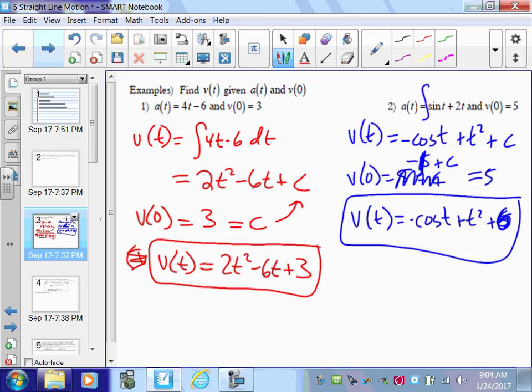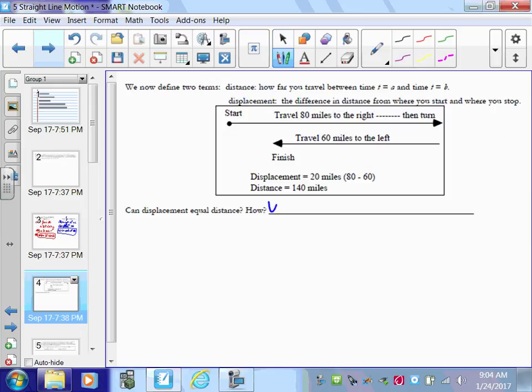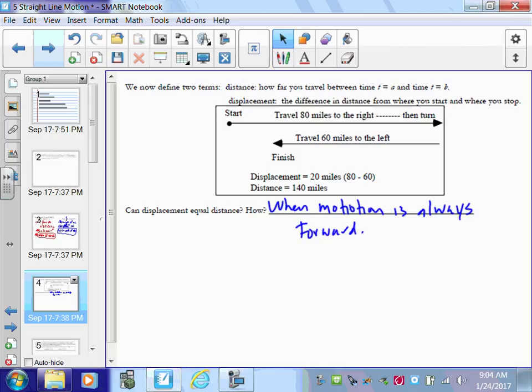And the next line is exactly what Alejandro said. Distance is how far you traveled. Displacement is the difference between where you started and stopped. And displacement is equal to distance when motion is always forward. So the point is, if it's asking for distance, it's not necessarily the same as asking for displacement. It must always be in a straight line.